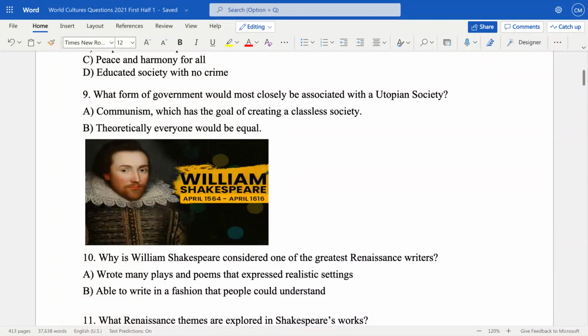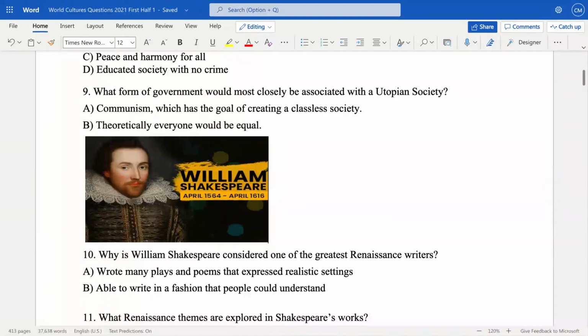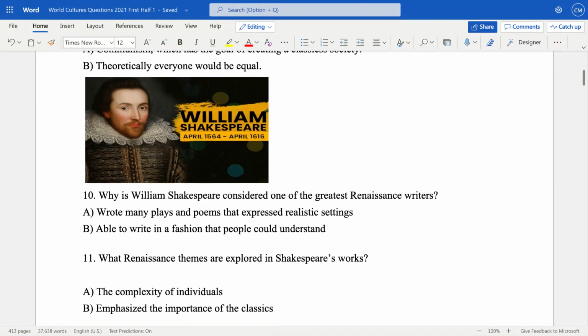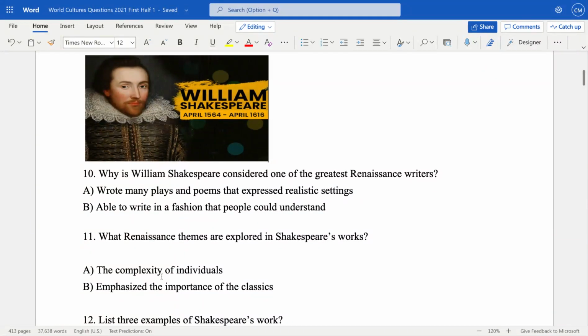When you think about the themes explored in Shakespeare's works, and this should be something obviously based on your own experiences in language arts, you probably can figure out some of the things that were emphasized. The complexity of individuals. He emphasized the importance of the classics.